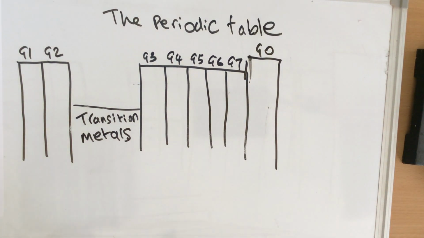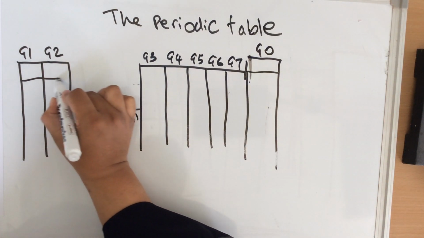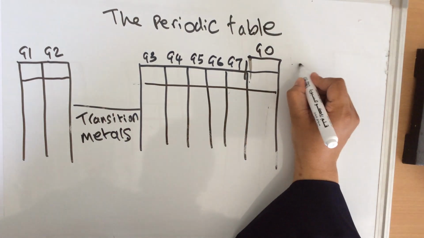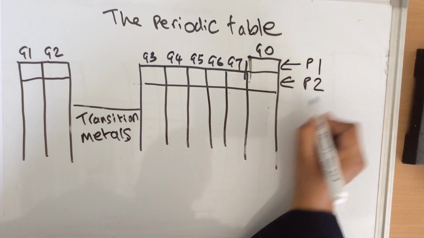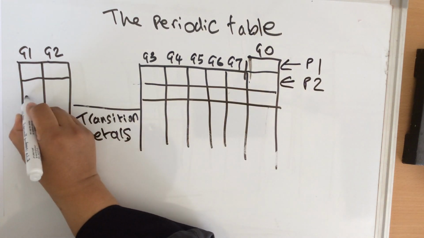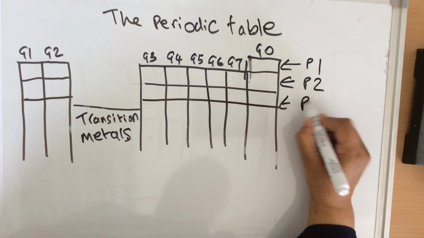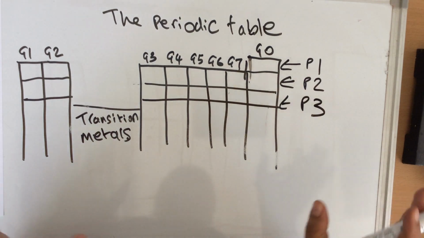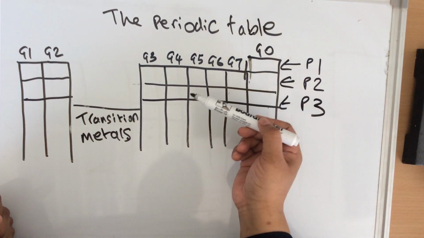Okay, and then you have what we call periods. A period is what goes across a periodic table. So here is period 1, this is period 2, and this would be period 3. So you know, groups are going down the table, periods go across the table.